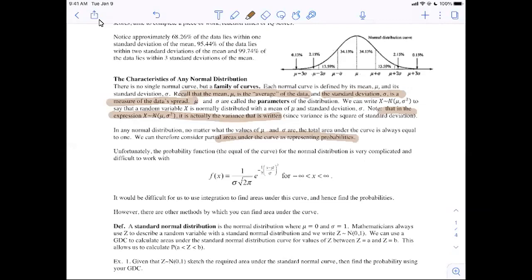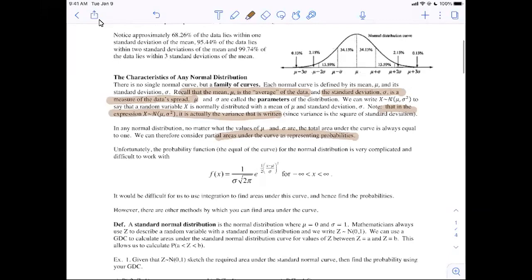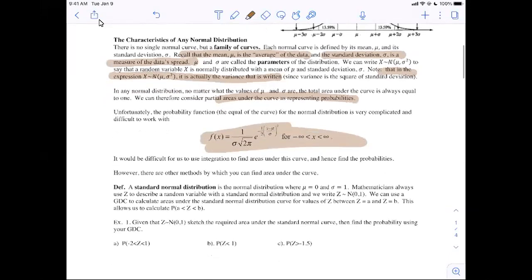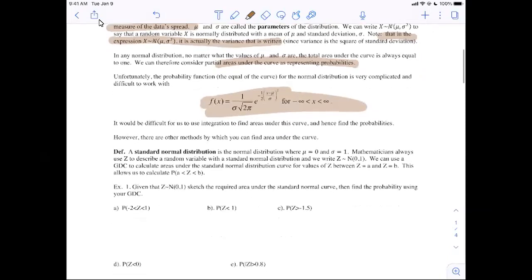Okay, cool. Unfortunately, the probability function that's equal to this normal curve is very complicated, and it's right here, okay? It's nasty. Do you see how horrible that looks? So it would be very difficult for us to use integration to find area under the curve, and hence find the probabilities. However, there's an easier way to do this, so I'm going to show you that.